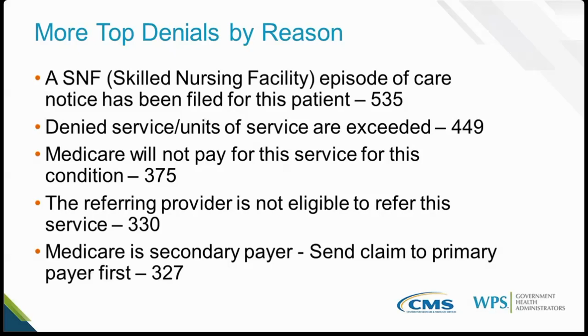So if the MUE is 5 and you bill 8, we're going to allow 5. That's it. However, you can request an appeal and present evidence to Medicare why those additional 3 were medically necessary.